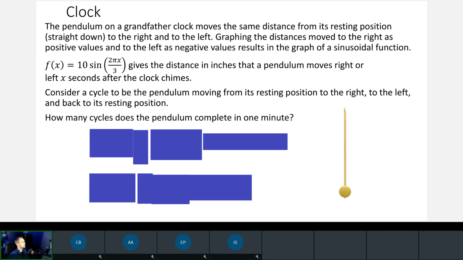So this first question says, how many cycles does the pendulum complete in 1 minute? Okay. So in order to answer this question, we need to know first how much time it takes to complete 1 cycle.